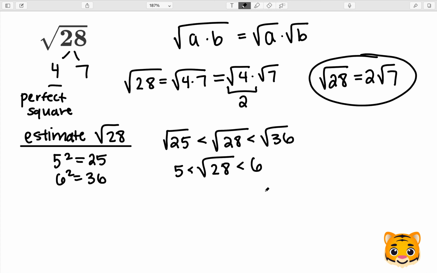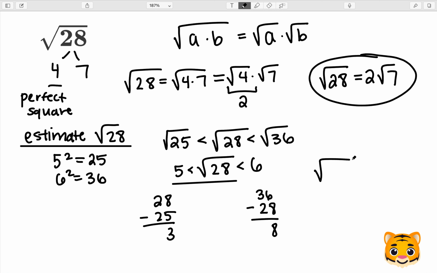In order to find which whole number the square root of 28 is closest to, we can look at the difference between 28 and our perfect squares. We do this by subtracting them. We can now see there's a 3 difference between 28 and 25. And when we do 36 minus 28, we get 8, meaning that there's a difference of 8 between 36 and 28. Now we can see that 25 is closer to 28, and therefore 5 will be closer to the square root of 28. We can then approximate the square root of 28 to 5.